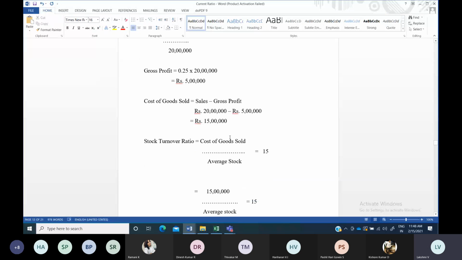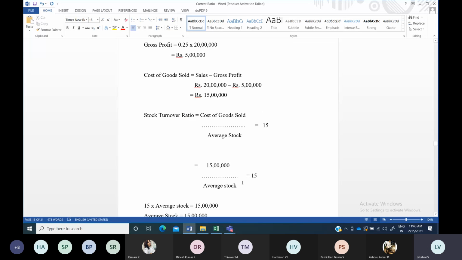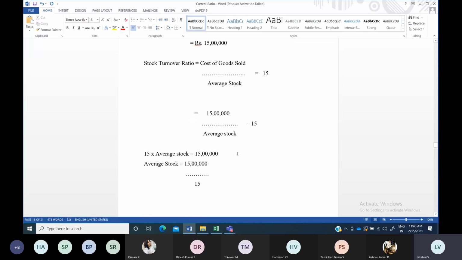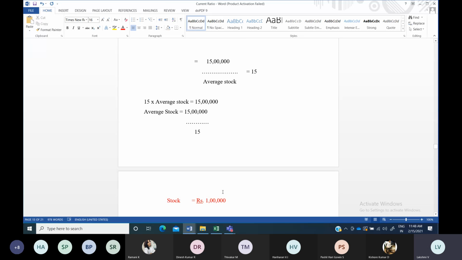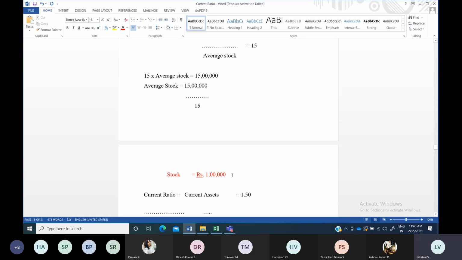Then, with the help of cost of goods sold, the stock turnover ratio is also given in the question, with which we found out the average stock. Here the average stock is considered as the stock, because when there is no opening stock, the closing stock will be considered as the average stock. So we calculated the average stock worth rupees 1 lakh.